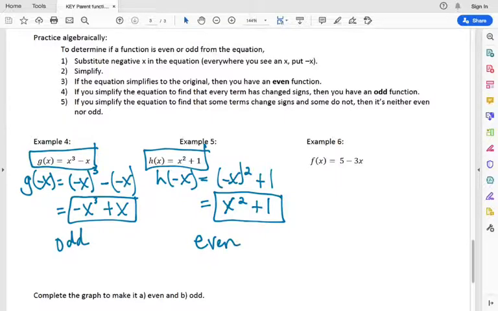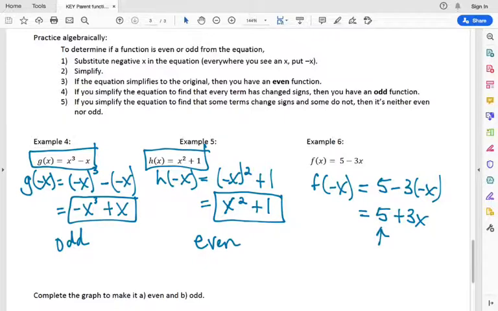All right, let's do example 6. We're going to take every x and replace it with a negative x. So we've got 5 minus 3 times negative x. When we simplify that, that becomes 5 plus 3x. So if you compare what we just did to the original function, the 5 has kept the same sign as it did originally, but the 3x has changed signs. It's different right here. Because it's not the same exact function, it's not even. Because every term did not change signs, it's not odd, so that makes it neither.